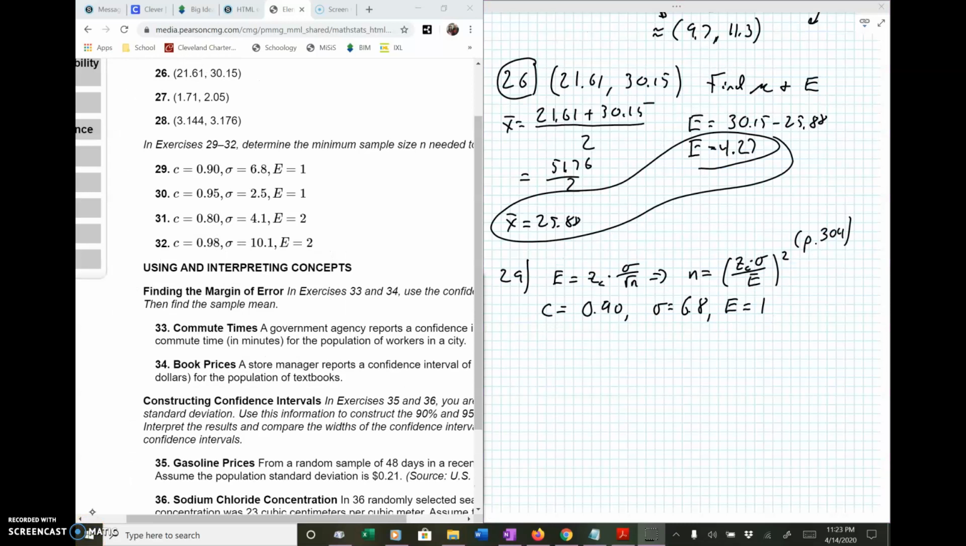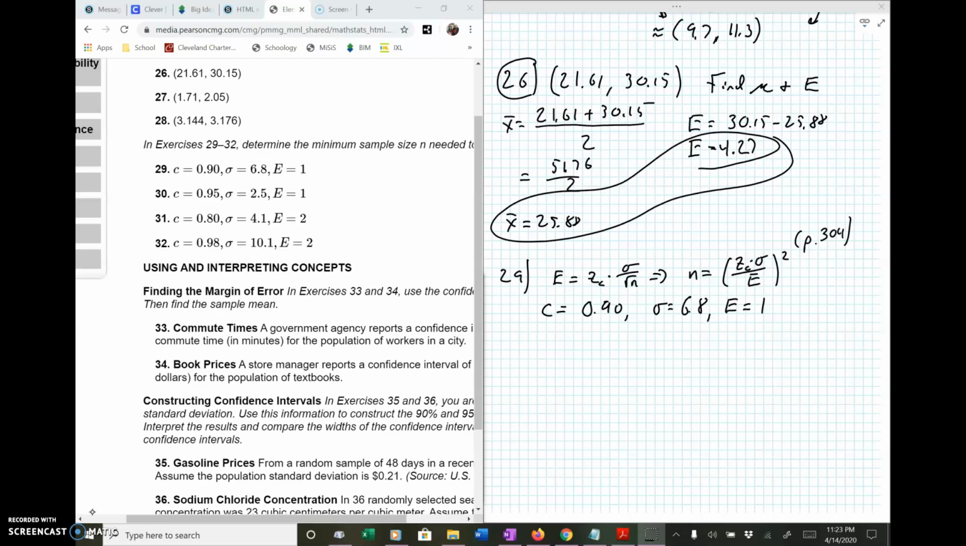Number 29 is a little twist on things. It is finding the sample size needed, knowing your margin of error, your confidence level, and your standard deviation. So for number 29 here, and I forgot number 26, you got to do 25 and 27. I did one of the ones between there.